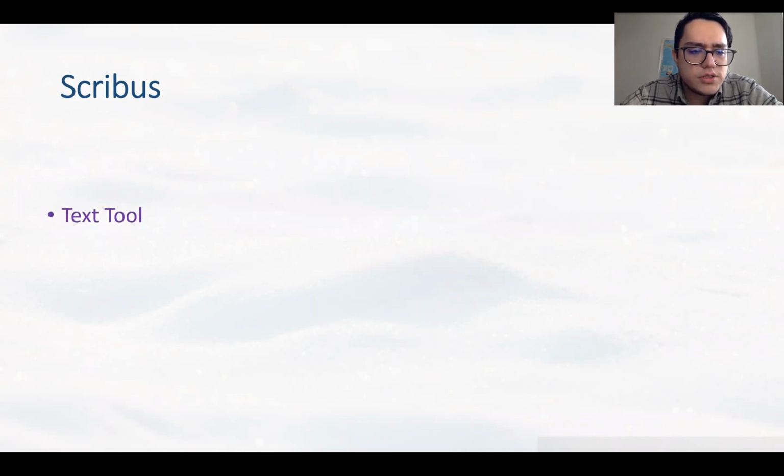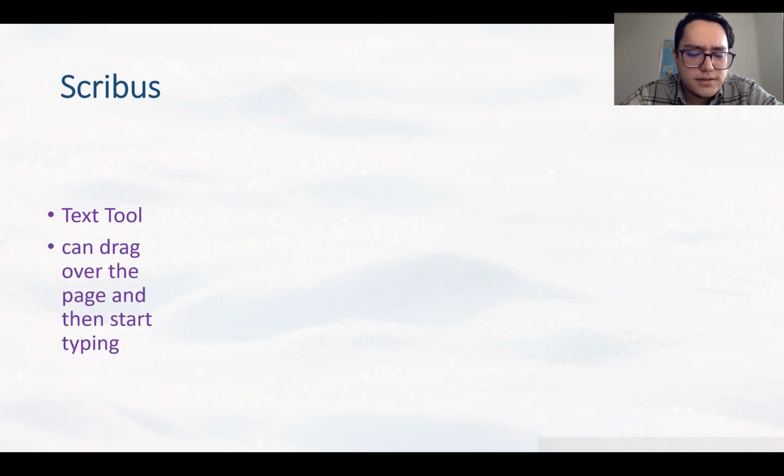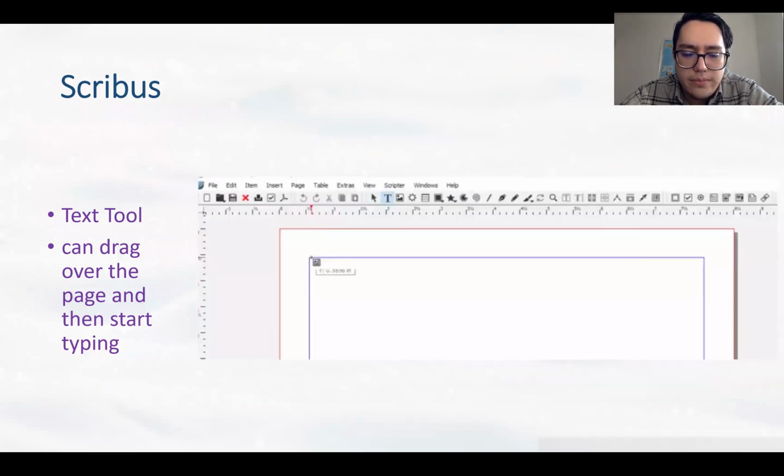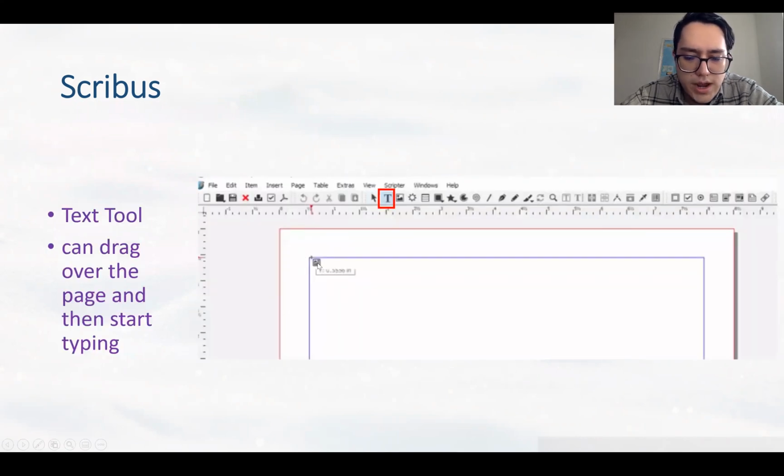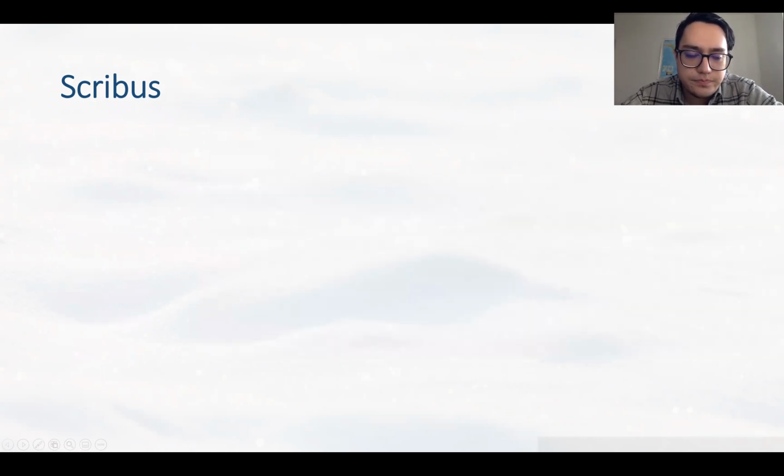Let's talk about Scribus. How can you add the text? By adding the text, you can use the text tool. You can drag over the page and then start typing. So you can see right here, this is the text symbol, and you can just drag it where you need it. You drag here, for example, and then you can start writing in this area, which we call the text box. When you drag, it's going to be a box, and in that box you can write, and that box we call the text box.